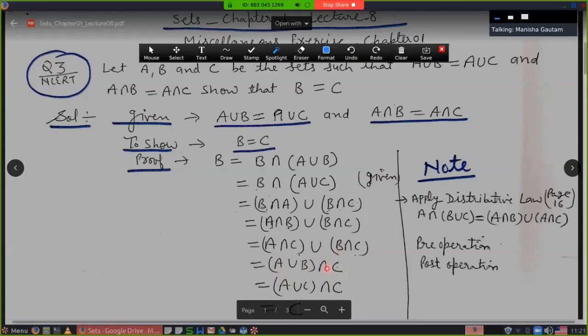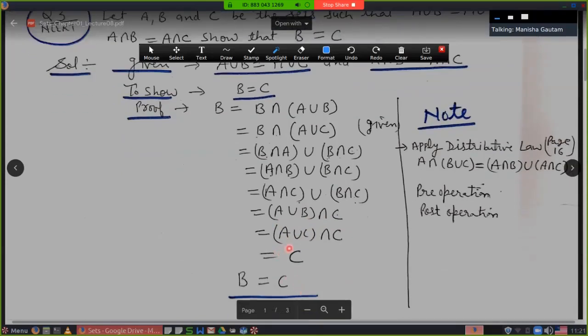You can compare this result with the previous one. Here B is a common part which is written first. If it is written at last, as here it is written C, then it means that this property is applied from the post side. It is the pre side, pre multiplication, pre operation, or this is the post multiplication, post operation, intersection operation. Now A union B intersection C. Now A union B again is equal to A union C. Now write down this is A union C.